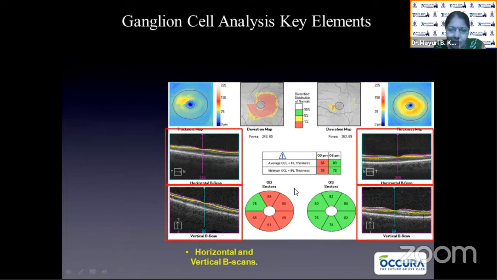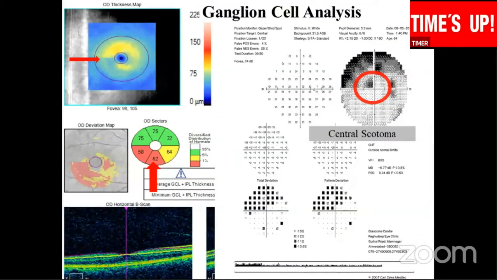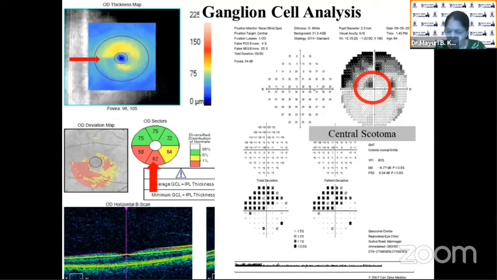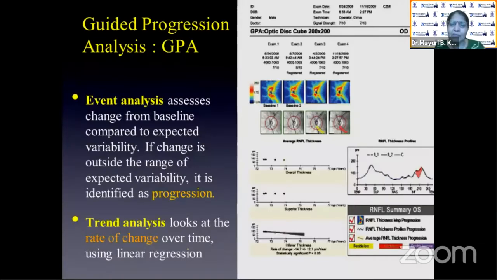And this is the horizontal and vertical B scan. So ganglion cell analysis should also be compared with the visual field. As Medha has already said, patients should have a total comparison, not only one modality to be taken into account.